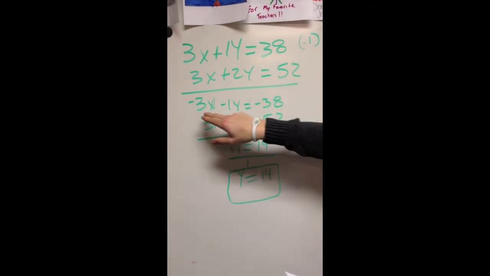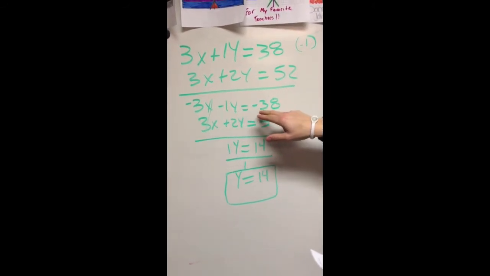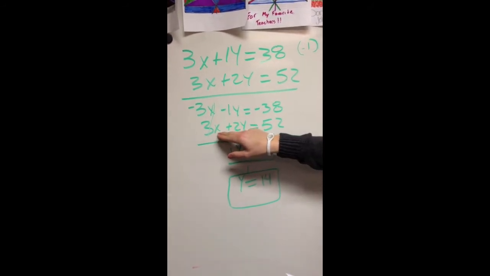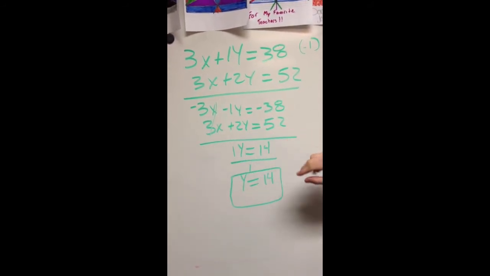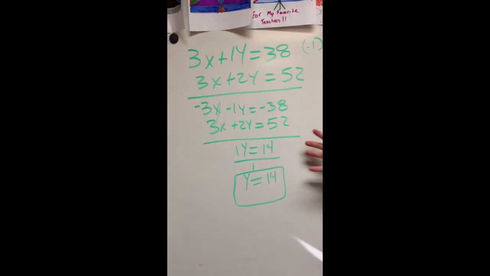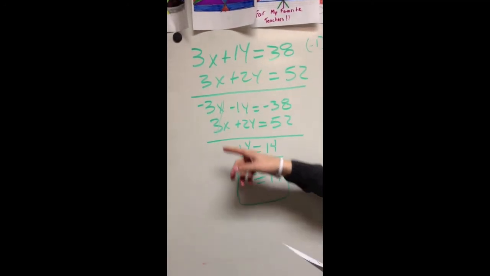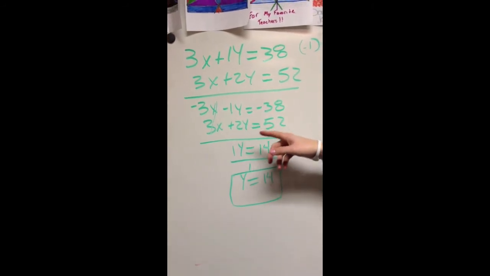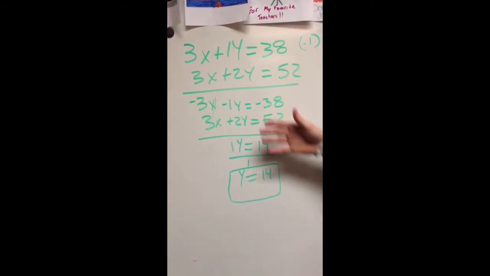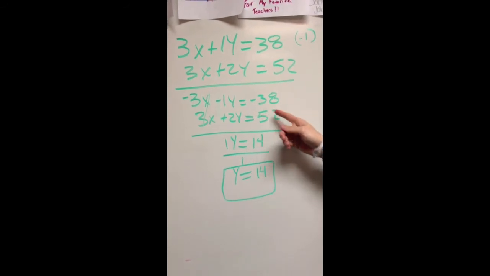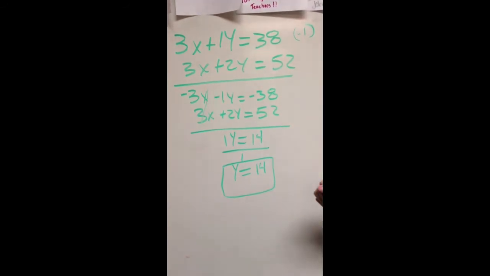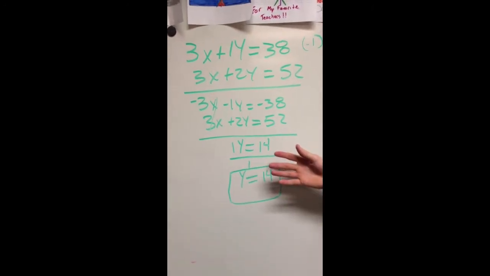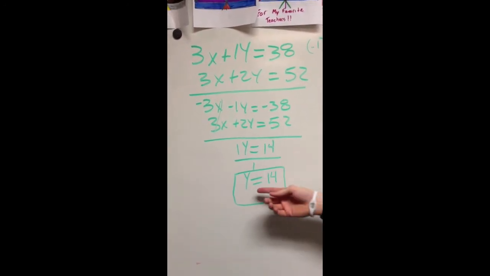So the new equation would be negative 3x minus 1y equals negative 38. And then you keep the bottom one because you don't have to change it, so it would be 3x plus 2y equals 52. Now what you're going to do is add them. The negative 3x and the 3x cancel. The 2y and the negative 1y make 1y. And negative 38 plus 52 is 14. So since you have 1y, you divide by 1 to get y by itself, which is y equals 14.